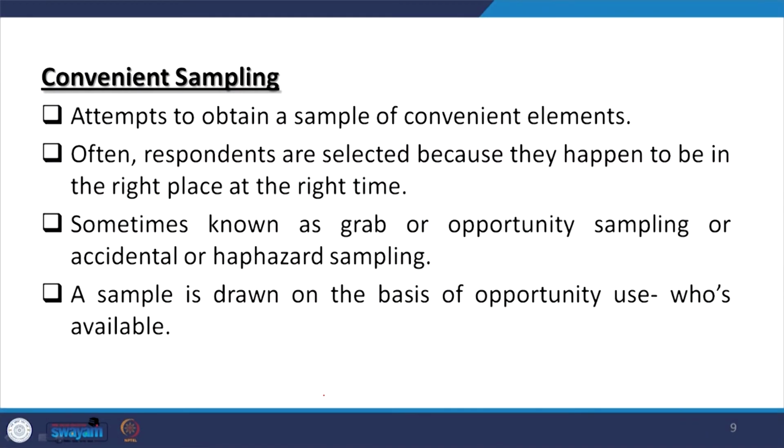I have already given you a very recent example. Let me go through certain other methods of non-probability sampling. One is called convenience sampling, where attempts are made to obtain a sample of convenient elements.